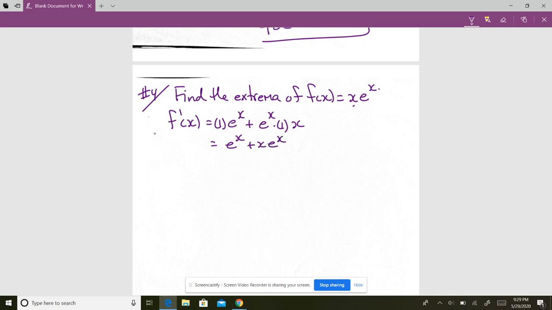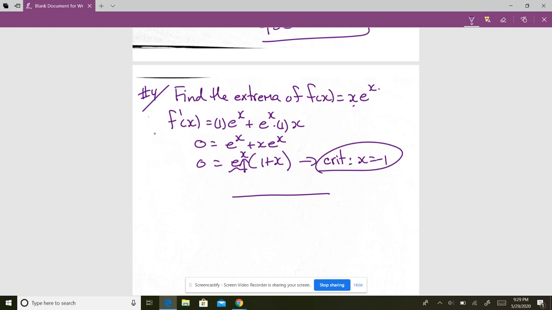To find our critical numbers, we set it equal to 0. We factor out an e to the x, and I get 1 plus x. So my critical number is x is equal to -1. It's only -1 because nothing that I put in there will make e to the x 0. So I put 0 in, I get 1. So there's no way. This is your only critical number. All right.